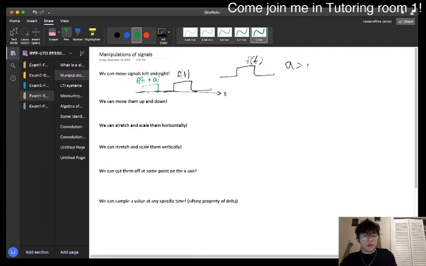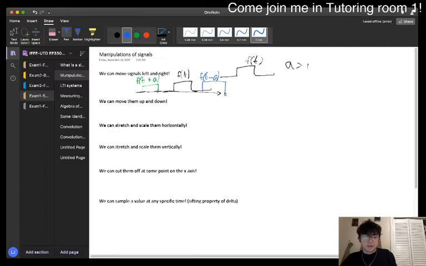But if we are going forwards in time, so we're going to shift it to the right, shift right is f of t minus a. Yeah. So to the right, we have a negative sign. To the left, we have a positive sign. And we can also move them up and down by just adding a constant.